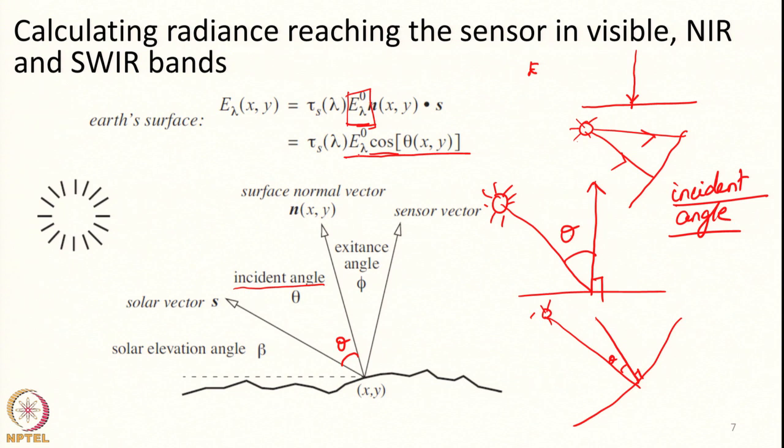So now you just know that if sun radiation is not exactly coming in perpendicular to the surface, there comes a cos theta term, where theta is the incident angle between the surface normal and the incoming solar radiation. We have to correct the incoming solar radiation for incident angle, and that is given by E lambda cos theta naught. So E lambda is the energy that reaches the top of atmosphere, cos theta is to correct for this, and we have corrected it for tau s. So this is the actual energy that will be reaching the Earth surface.